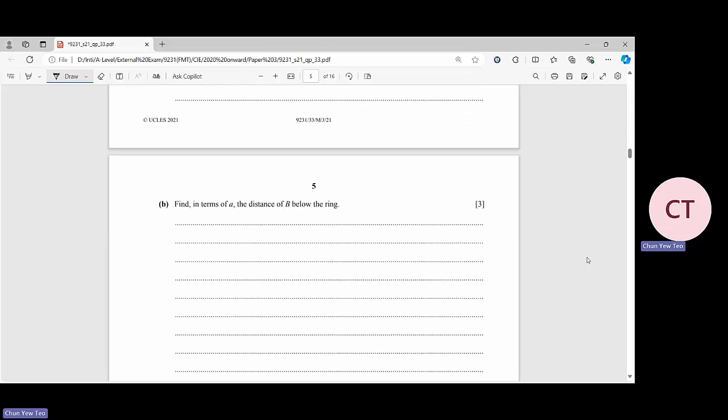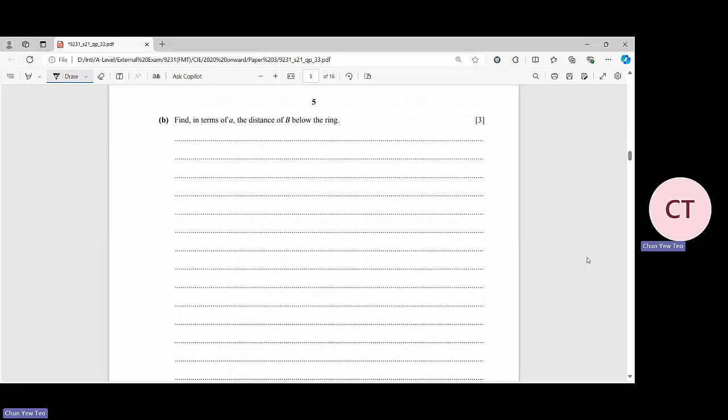If you move on to part B, they want you to find in terms of a the distance of B below the ring. That means we are looking for the length of BR in terms of a. Okay, so for this question, we will consider the horizontal circular motion, horizontal force at A. So at A, if you resolve the forces based on the diagram, you have T sine theta equals 3mv squared over r. Okay, so what is the r?